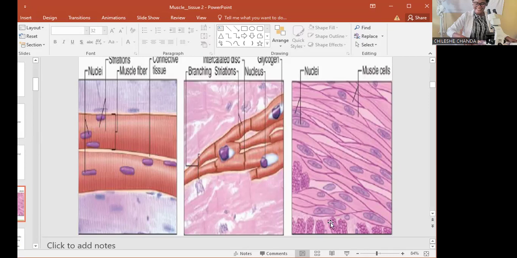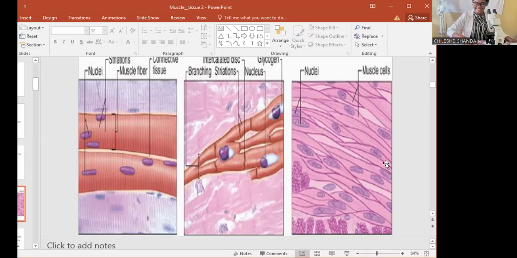When you go to smooth muscle, on the other hand, you will not see these striations. So smooth muscle is not striated. That is why it is called smooth. It's not going to show any striations. The other thing you will notice is that it is spindle shaped.